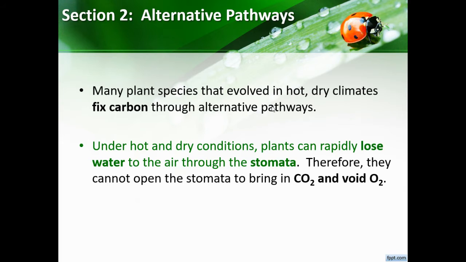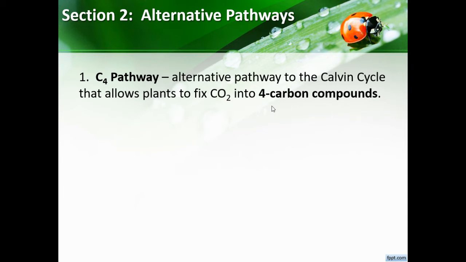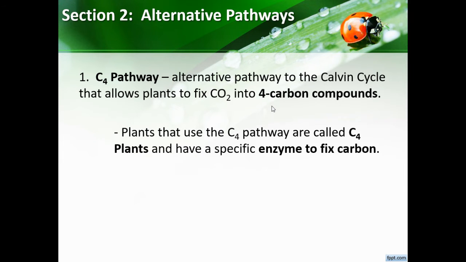Many plant species that evolved in hot, dry climates fix carbon through alternate pathways. Under hot and dry conditions, plants can rapidly lose water in the air through the stomata. Therefore, they cannot open the stomata to bring in carbon dioxide and get rid of the oxygen. So the C4 pathway is the first alternate pathway to the Calvin cycle, and it's going to allow plants to fix carbon dioxide into 4-carbon compounds.